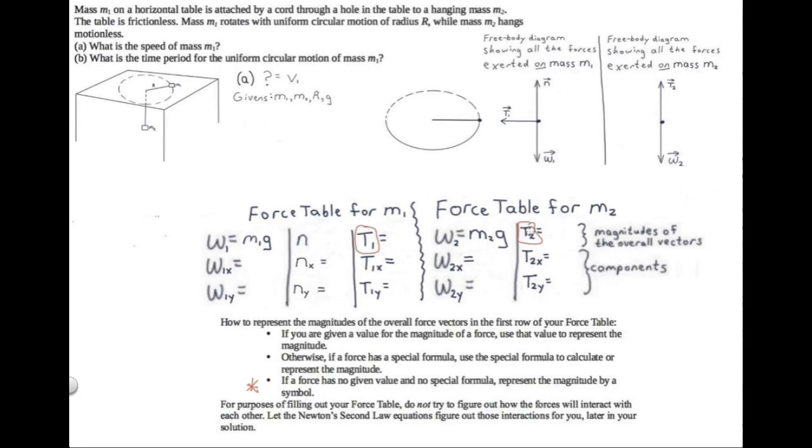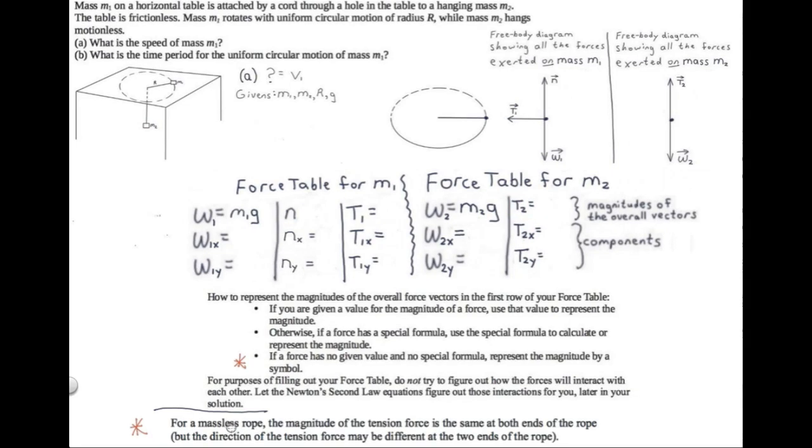And this symbol, T sub 2, stands for the magnitude of the tension force exerted by the cord on object 2. For a massless cord, the magnitude of the tension force is the same at both ends of the cord, although the direction of the tension force may be different at the two ends of the cord. In introductory physics, we usually assume that a cord is massless, unless the problem indicates otherwise. So, in this problem, the magnitude of the tension force will be the same at both ends of the cord.